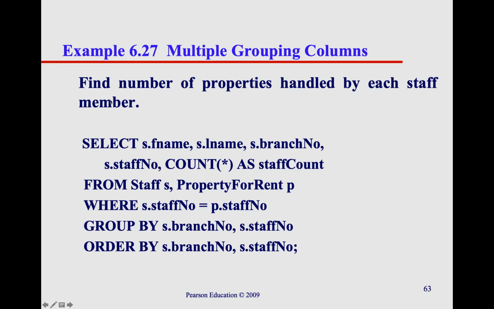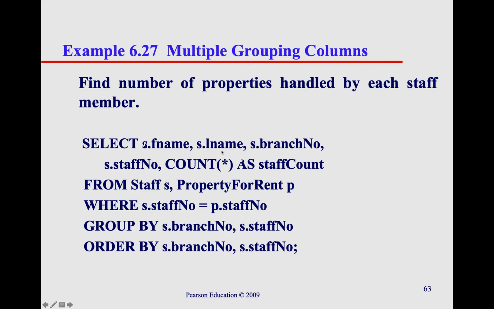Very good. So the issue is first name and last name are not mentioned in the group by, nor are they in aggregate. So technically, the only columns you're supposed to be able to select are columns that are in the group by clause or that are aggregated. First name and last name are neither. So branch number and staff number were grouped, so they're legit. Count is legit, but first name and last name are not legit.